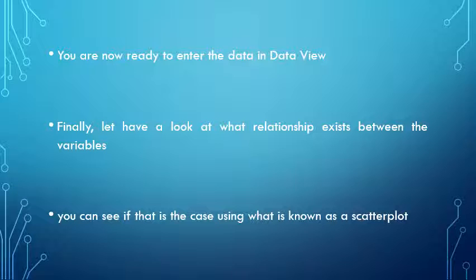Then click on the variable in the list on the left-hand side and then click on the top arrow button to place it into the y-axis field. Next, click on the other variable in the list on the left-hand side and then click on the second arrow button to place it into the x-axis field and then click OK to finish the procedure.